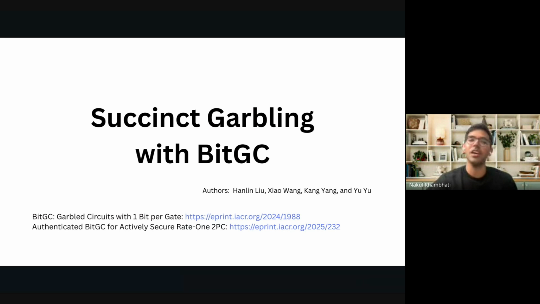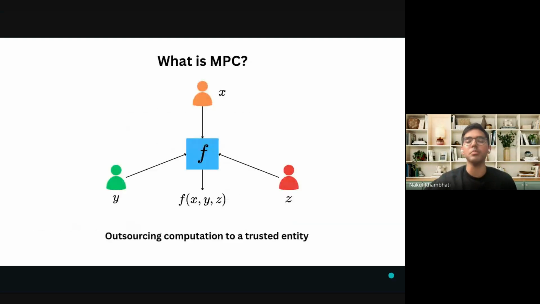Then I'll introduce BitGC, first its semi-honest version, and explain how this protocol drastically reduces the per-gate communication cost for GCs, which is often the bottleneck in practice. Finally, and this is time permitting, I'll talk briefly about why semi-honest security might not be good enough in practice, and how garbling protocols, specifically BitGC, can be upgraded to achieve so-called malicious security.